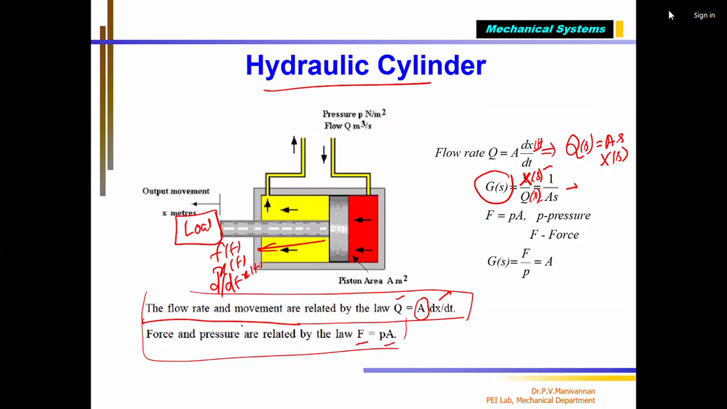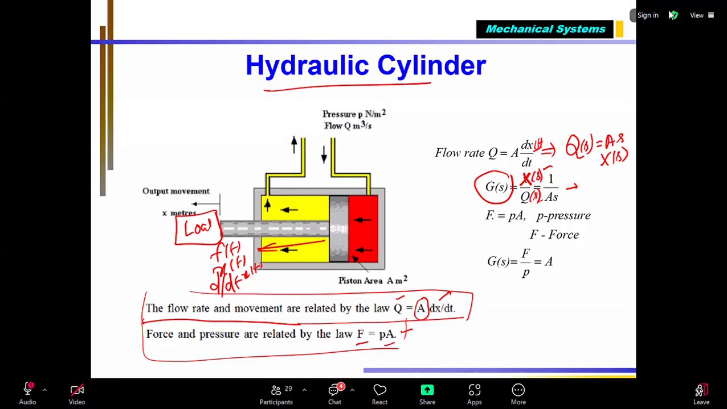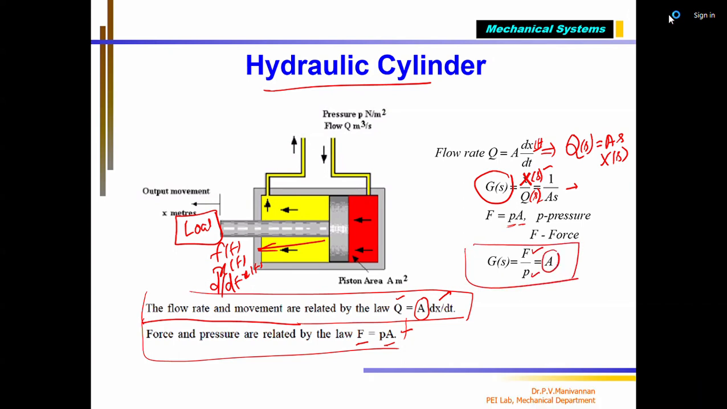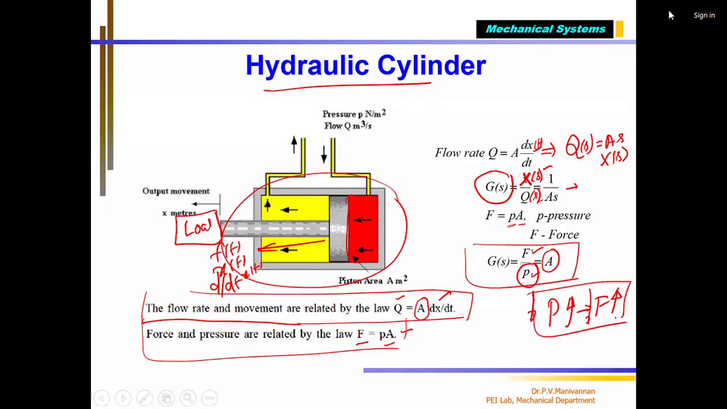The other one, the equation already written, F equals the second one, the force generated, equals P into A, where P is the pressure of the fluid and A is the area of the piston. Then I can write the transfer function in terms of force generated, output divided by input pressure, equals just the area. So if I want more force for the given pressure, I should have a bigger piston area. Or if I already have the piston cylinder made, the actuator is already ready, and I want more force, I increase the pressure. If pressure increases, automatically force will increase. If pressure decreases, force will decrease. So the force generated is proportional to pressure.